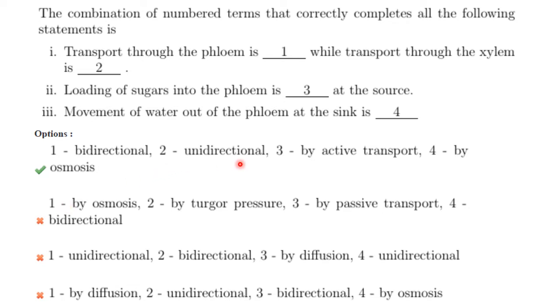Now phloem carries dissolved sugars from the leaves or their site of storage to other parts of the plant that require nutrients. That is what phloem is doing. The nutrient rich regions that supply sugar for the rest of the plant are called the sources. In sources, sugar is moved into phloem by active transport, in which the movement of substances across cell membranes requires energy expenditure on the part of the cell. So 3 is by active transport. Then sink areas are in need of nutrients. So movement of water out of the phloem at the sink is by osmosis, and 1 is bidirectional. So option 1 is correct.